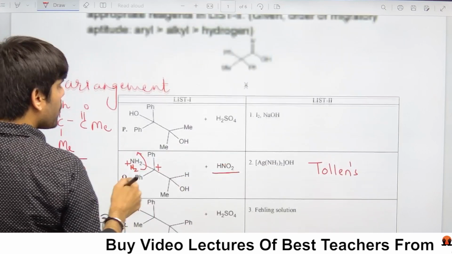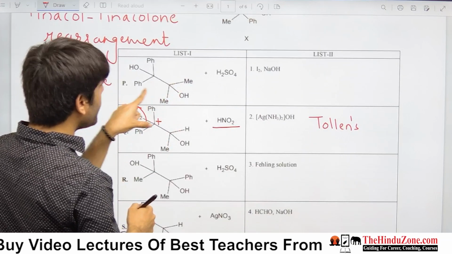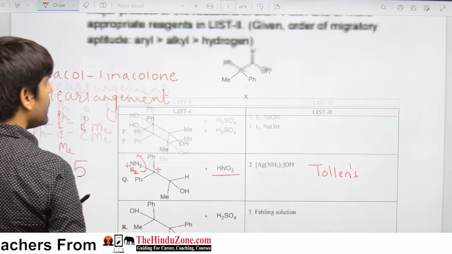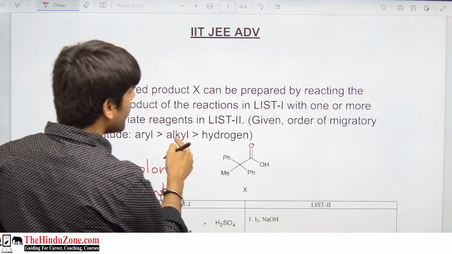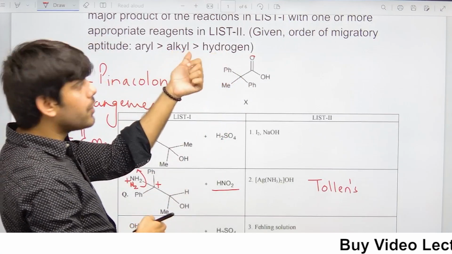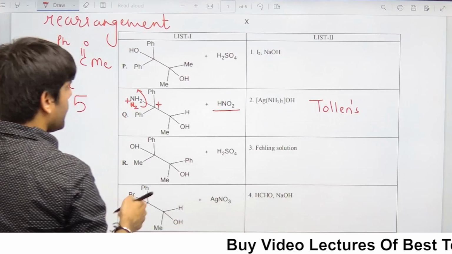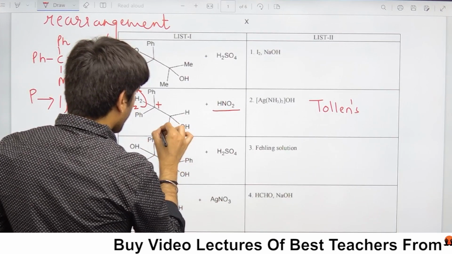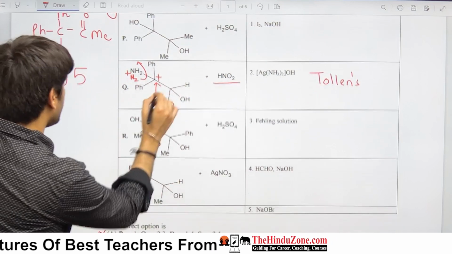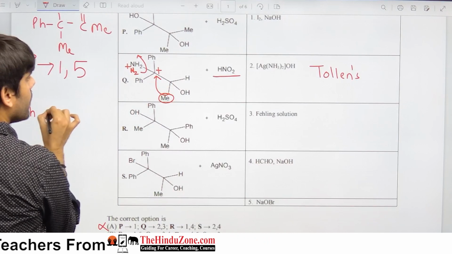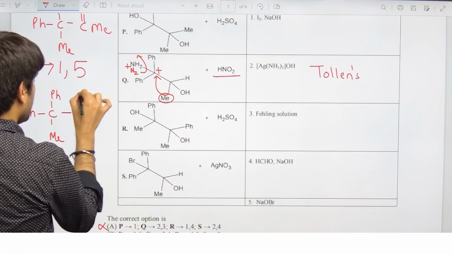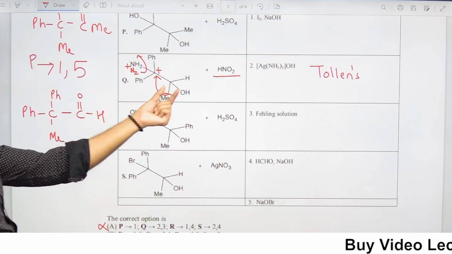Now, which group will migrate? In the previous reaction, I had 2 methyl. Here I have 1 methyl and 1 H. If you see the migratory aptitude given in the question, alkyl will migrate better than hydrogen. So the migratory aptitude is more for alkyl, right? So this will migrate, and this time, instead of a ketone, you end up getting an aldehyde. So this is what we will get in this Q reaction.